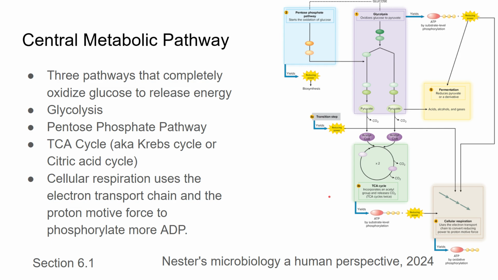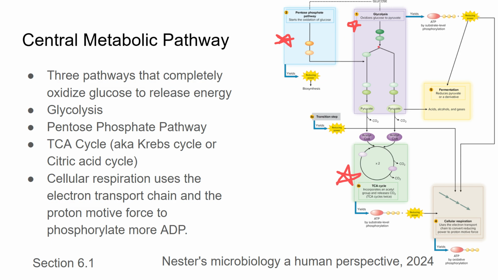So the central metabolic pathways are going to be like 3 pathways that completely oxidize glucose to release energy. So our pathways are going to be glycolysis right here. Our pentose phosphate pathway up here, and then our TCA cycle, you might also know it as the Krebs cycle or the citric acid cycle down here.